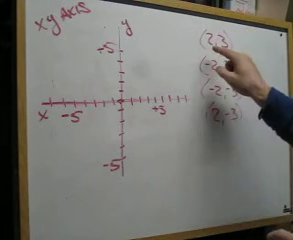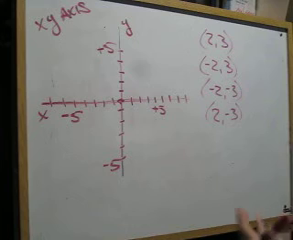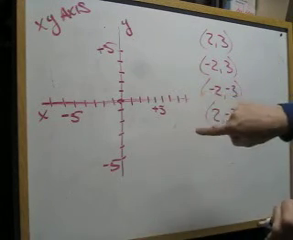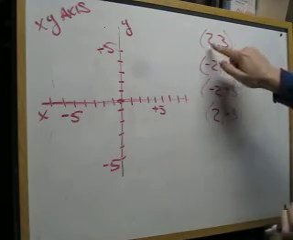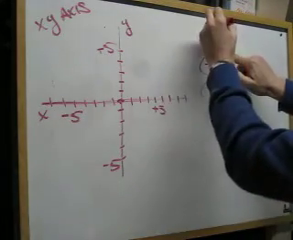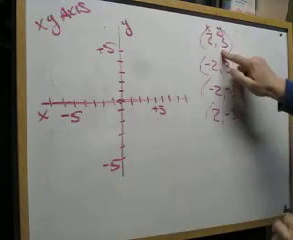Because each one of these, even though this is an X and this is a Y, an answer to an equation, they're also points on this picture. So if this says 2, 3, it says X is 2, Y is 3. Let me put the X up here and the Y here just to remind you.